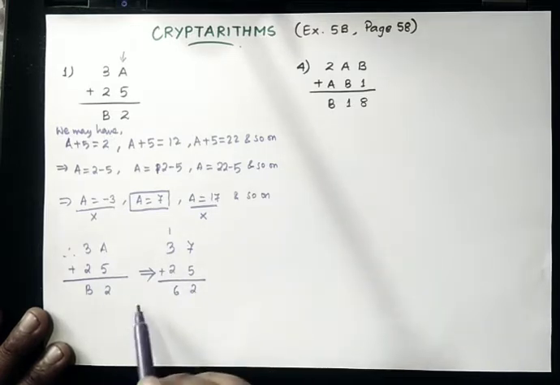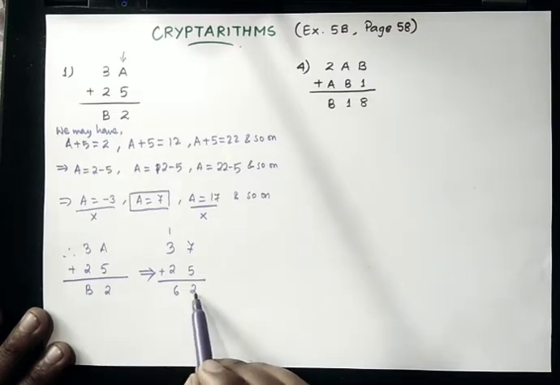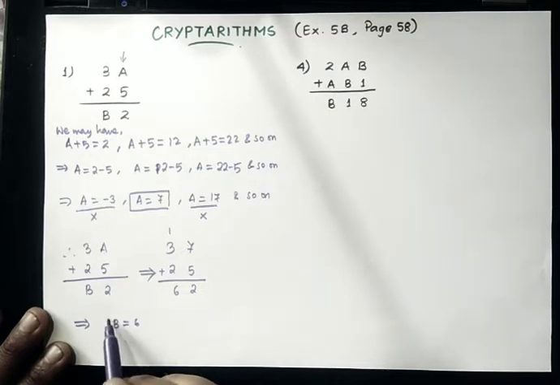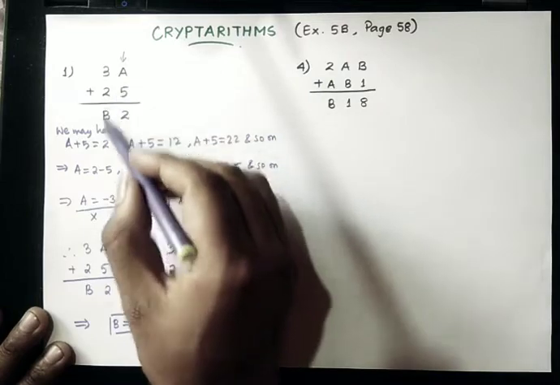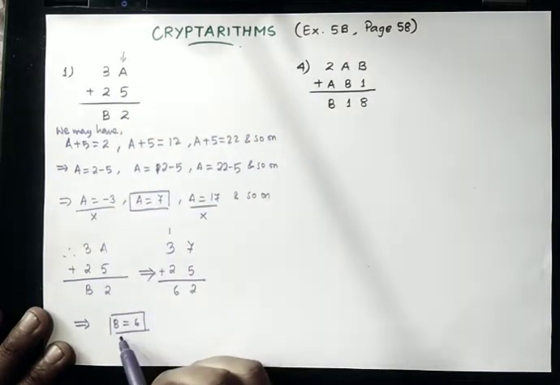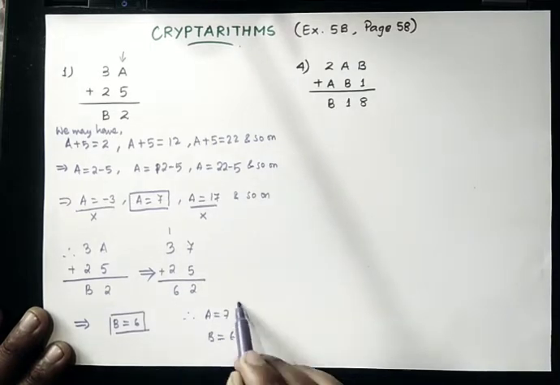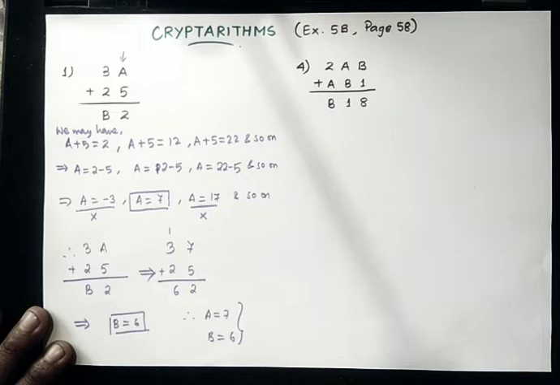Now if I compare these two, 2 and 2 are both the same, and b and 6 must be equal. So this implies that b will be equal to 6. The value for the unknowns, that is a and b, are a equals 7, b equals 6. So at last you'll write a equals 7 and b equals 6. This is our first answer.